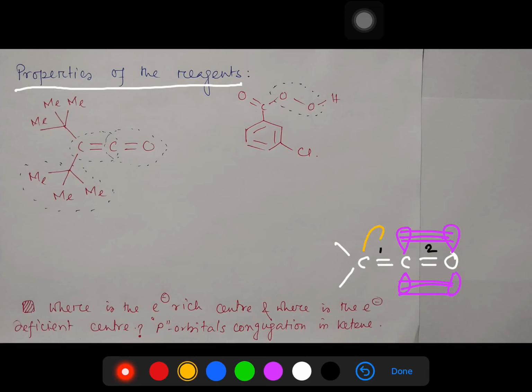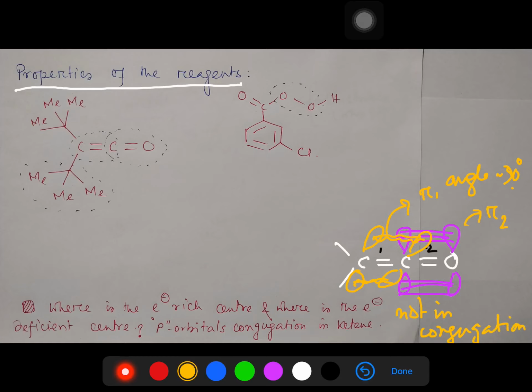What do I mean? So you may consider like this. And what is the angle between these two pi bonds? So this is pi 2 and this is pi 1. So the angle is 90 degrees. Okay, so they are perpendicular planes to each other. So that's why they are not in conjugation. Okay. So do not make this mistake that they are in conjugation. They are not in conjugation.